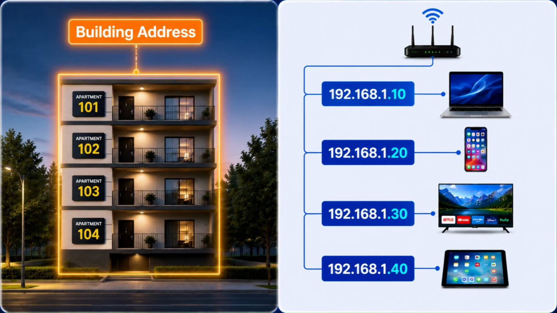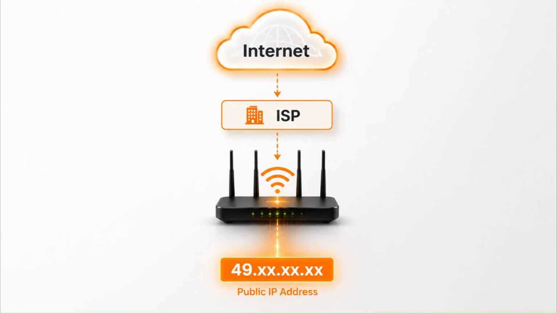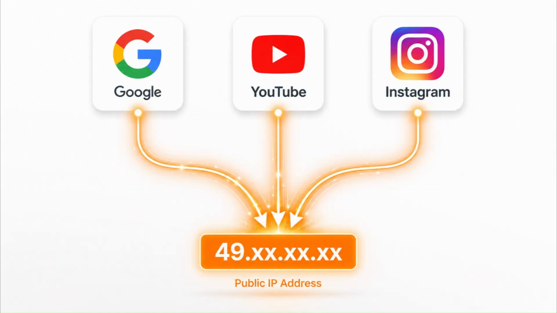Now, let's look at the building itself. The building has only one address visible to the outside world. The delivery driver first finds the building. Only then can he find the apartment. Your router works the same way. Your internet service provider gives your router a public IP address. For example, this address is visible on the internet. Google can see it, YouTube can see it, every website can see it. Think of it as the building's address.